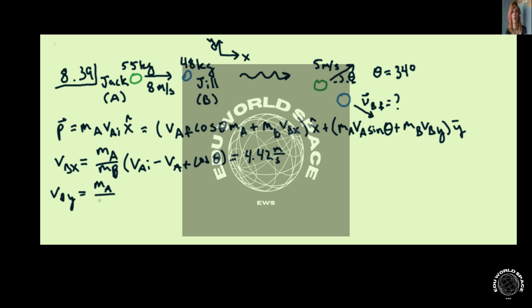Same story here, except because there's nothing in the Y component of Jack's initial velocity, we just go straight to it being negative. And this is going to be negative 3.2 meters per second.